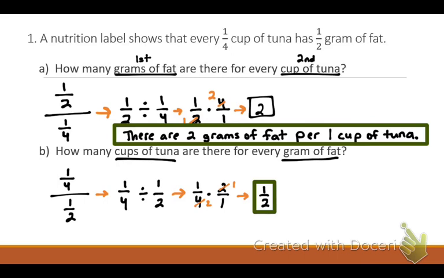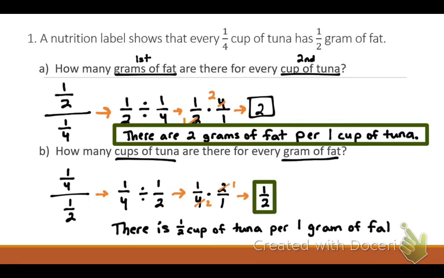There are 1/2 cups of tuna of every cup of. Okay, you're on the right track here. There's 1/2 cup of tuna per what, guys? Per gram of fat. Okay, 1 gram of fat.